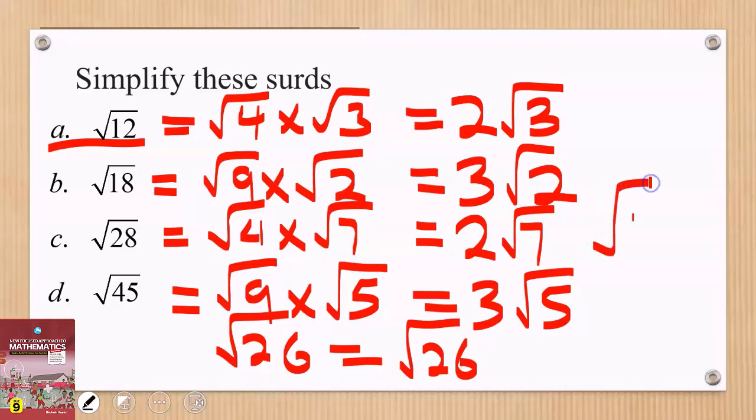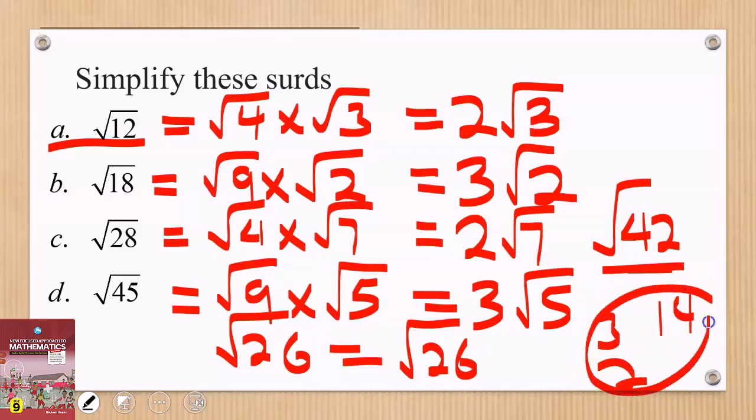If I say the number, let's say 42. You know that 42 is a number that has a lot of factors. But none of the perfect squares can divide 42. 4 cannot divide. 9 cannot divide. 16 cannot divide. 25 cannot divide. 3 can divide 42. 14 can divide 42. 2 can divide 42. But none of these numbers is a perfect square. And for that matter, root 42 will still remain root 42 without any further reduction. I mean, you can't reduce it to any simpler form. And so that becomes your answer.